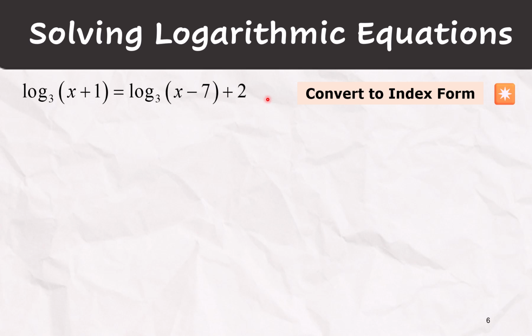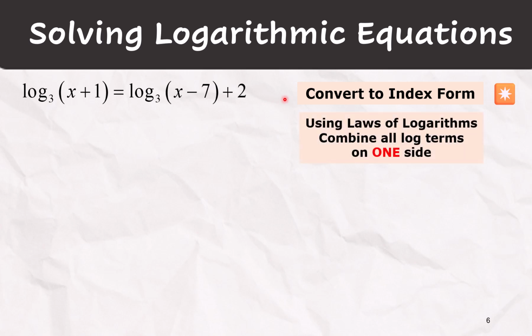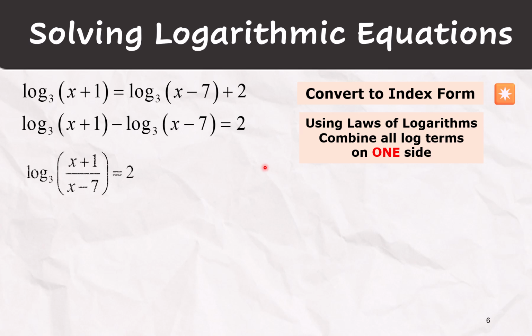Why is that so? Because in order to use the convert to index form method, I will need to combine all the log terms on one side. So to do this, this is what I will have, and since there is a minus sign here, I know that I can actually apply the quotient law. By using the quotient law, this is what I will have. Now, once I derive this step, I am ready to convert this into index form.